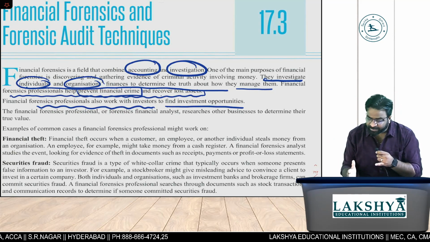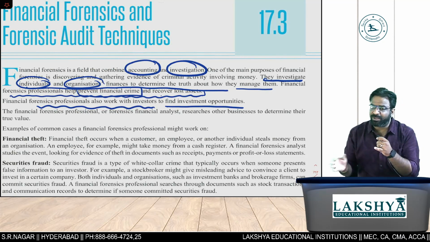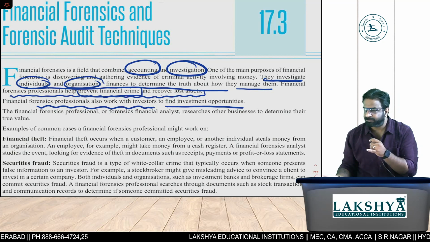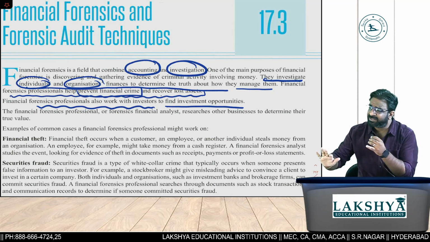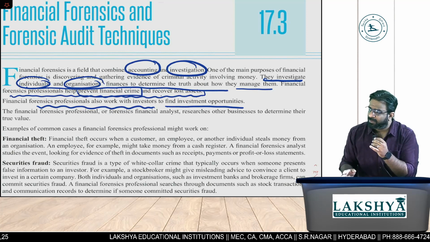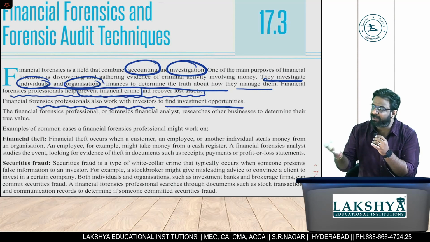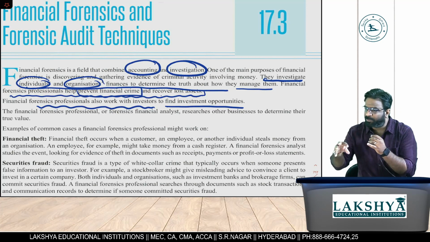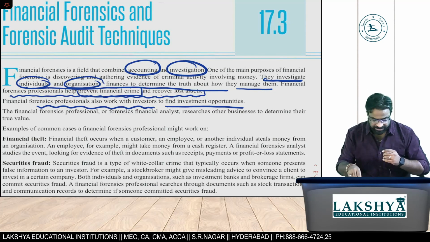So what is the difference between a forensic professional and a forensic auditor? A forensic auditor enters when the scam has happened. A forensic professional enters when they want him to prevent what? Scams, and to help them detect the areas where the loopholes of the company are. That is a major difference, right?